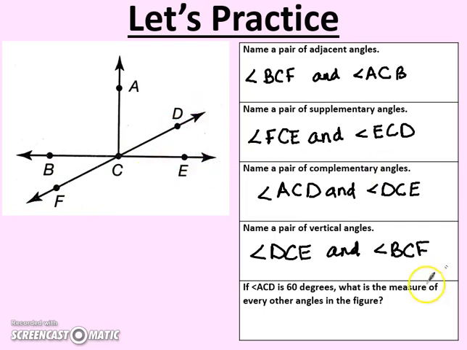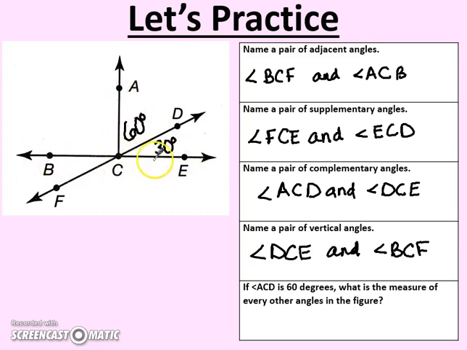All right, last task. If angle ACD is 60 degrees, what is the measure of every other angle in the figure? So it's telling us that ACD is 60 degrees. We can now figure out every other angle in the picture just based on this one fact. Remember, ACE is an L shape. That's a 90-degree angle. So what number do you have to add to 60 to get 90 degrees? Well, you would have to add 30 degrees. 30 plus 60 makes 90.